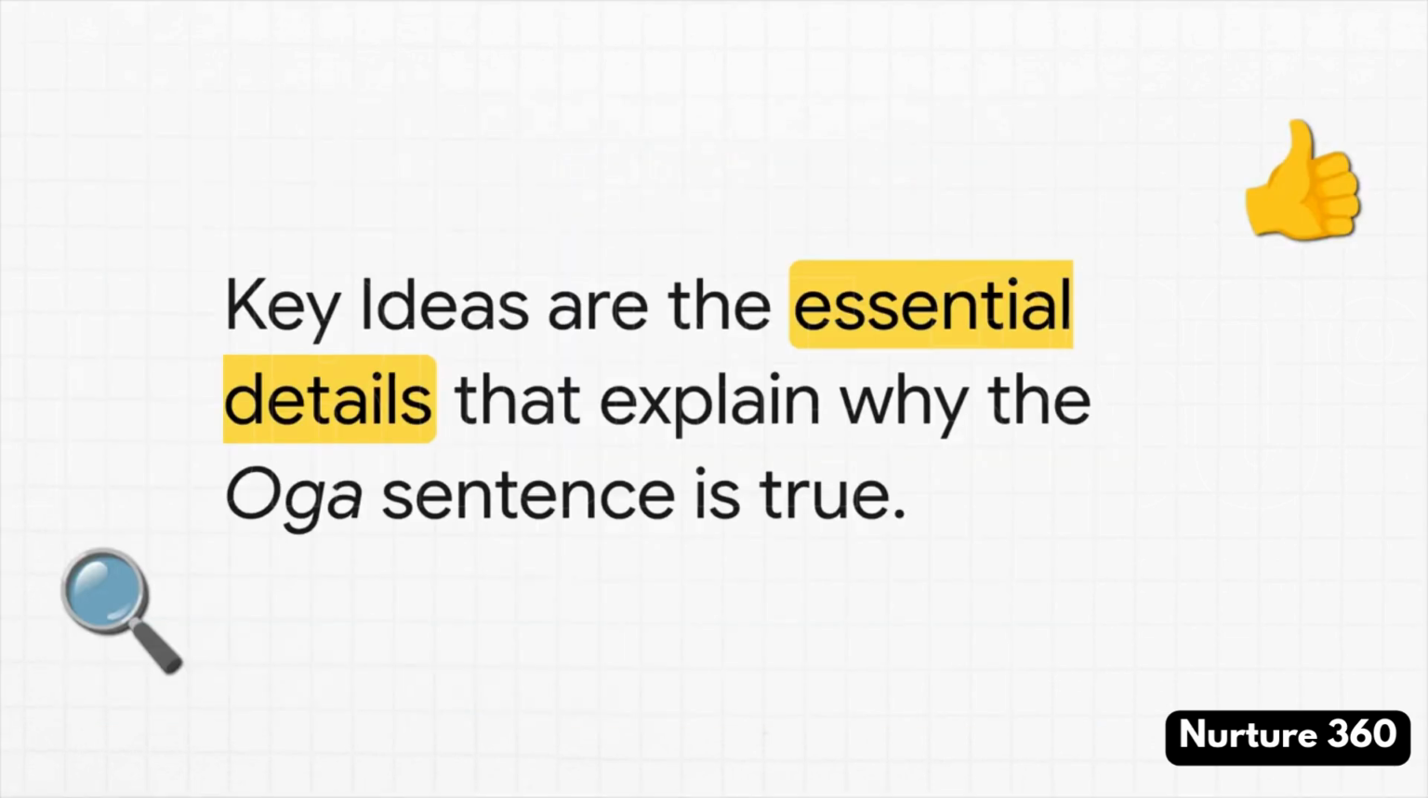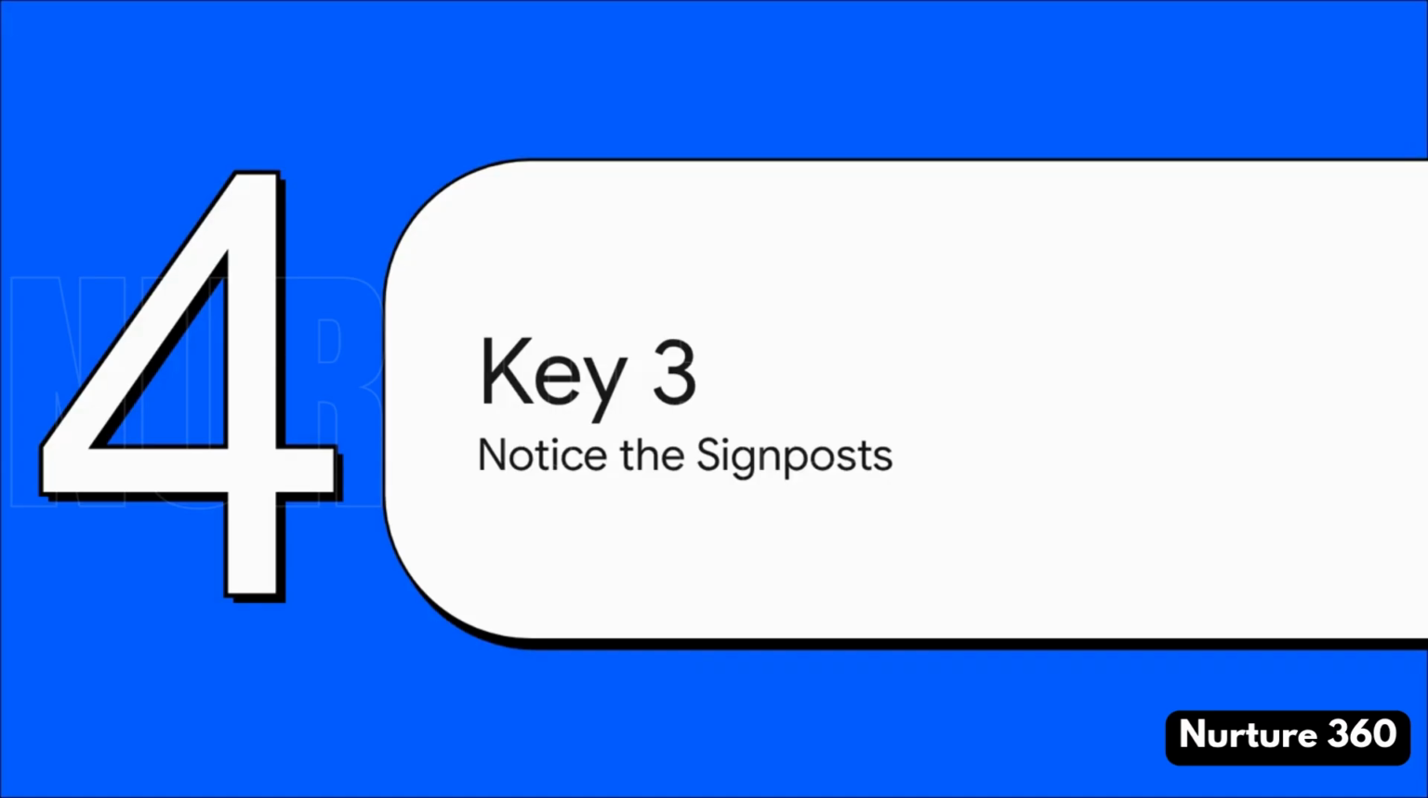Think of it this way. If the OGA sentence makes a claim, the key ideas are all the evidence. They are the essential details you absolutely have to know to really understand the main point. And finally, our third key.